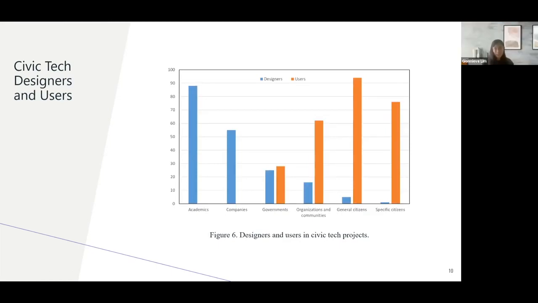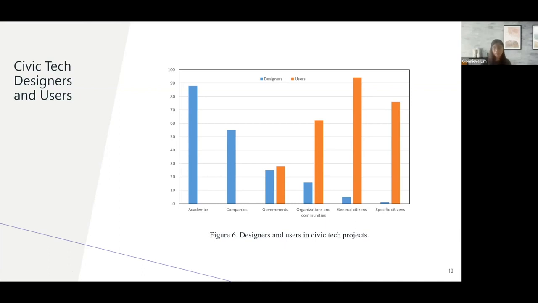Okay, thank you. So the 6th insight is on the designers and the users in CivicTech projects. You can see that there's a main large division in the two camps of groups. The blue ones refer to designers and the orange refer to users. Designers are largely academics, companies, and governments. These groups have the knowledge and the resources to push forward CivicTech development. And for the users, they are largely organizations and general citizens and specific citizens. So this also makes sense because CivicTech is meant to serve citizens in the first place.